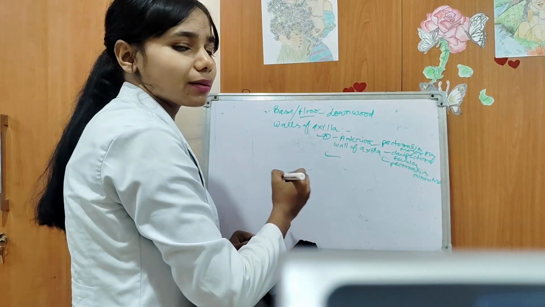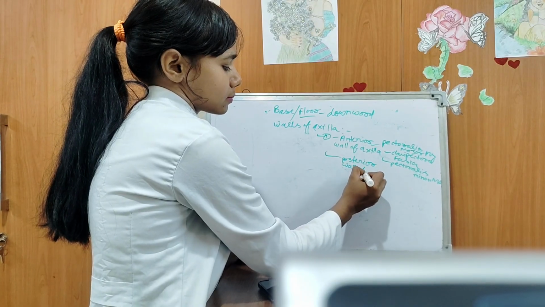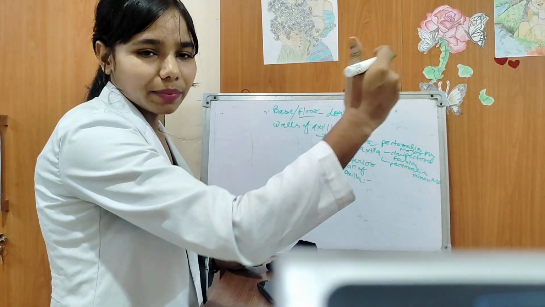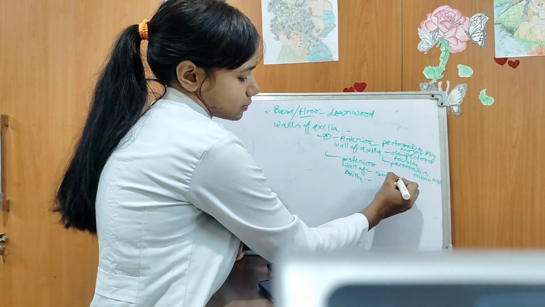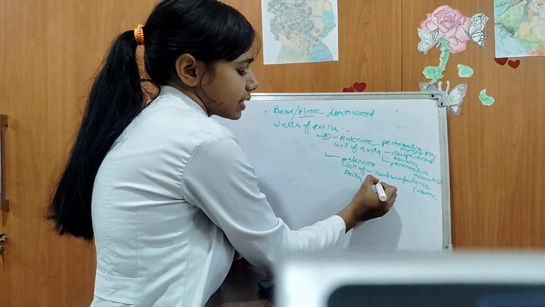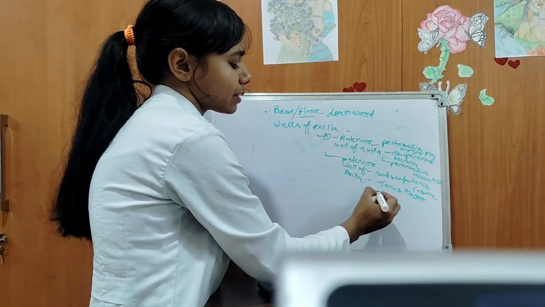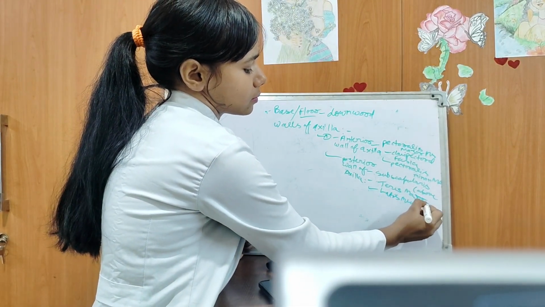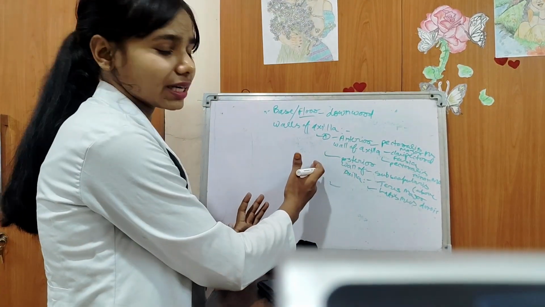And the posterior wall of axilla is formed by the subscapularis muscle above, and teres major and latissimus dorsi below.